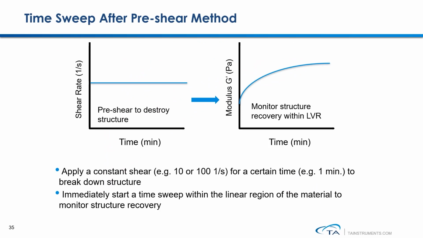Another method people use for monitoring thixotropic recovery is a pre-shear followed by a dynamic time sweep method. Apply a constant shear to the sample for a certain amount of time to break down the structure. And then, after that, immediately start a dynamic oscillatory time sweep using a small strain that's within the linear viscoelastic region of the sample. During the time sweep, the sample modulus is measured over time. It is a monitor of the structure recovery as a function of time.